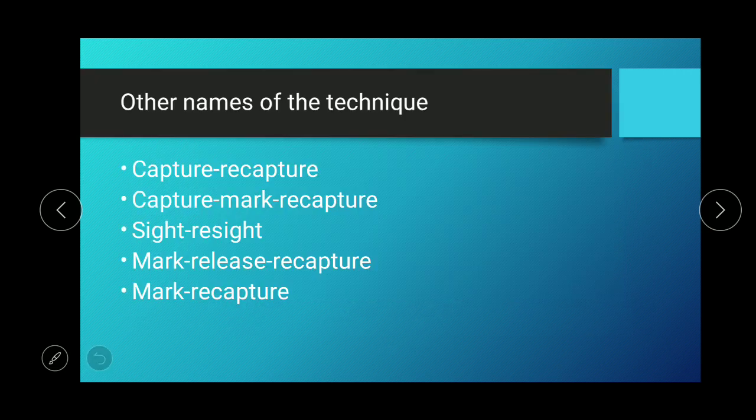Sometimes in examination questions they use other terms; they will not use mark recapture. So what are the other terms? The other terms are capture recapture technique, capture mark recapture technique, sight resight, mark release recapture, and mark recapture. You have to remember the names of all these techniques so that you will not be confused when you are facing a question in the examination.